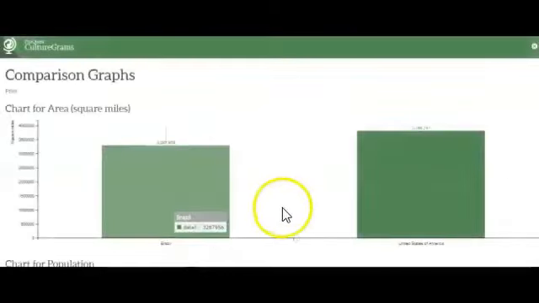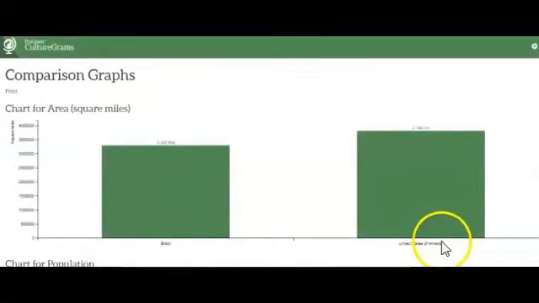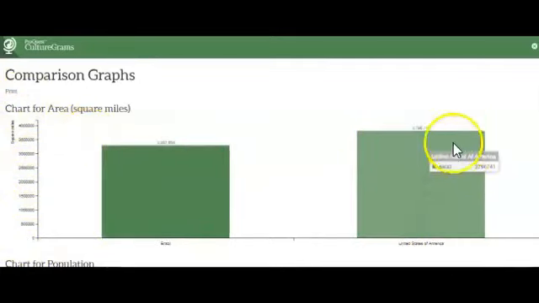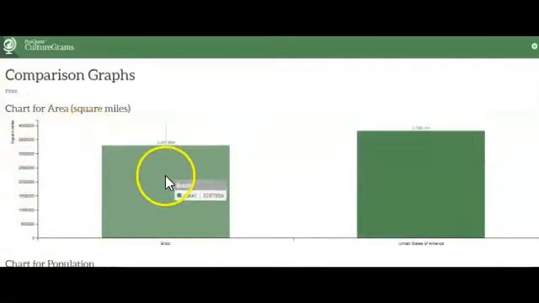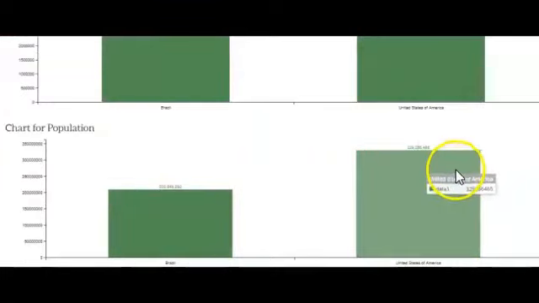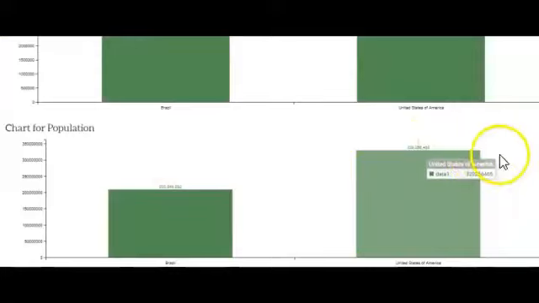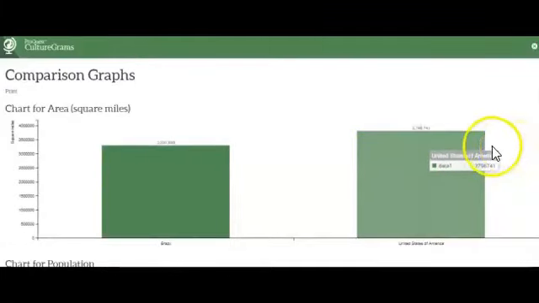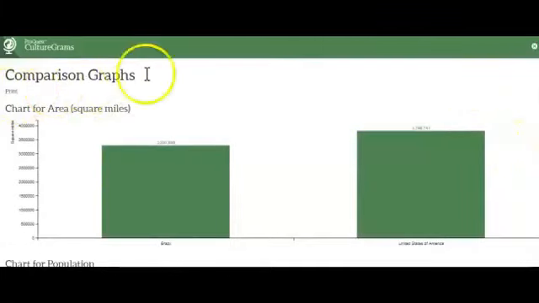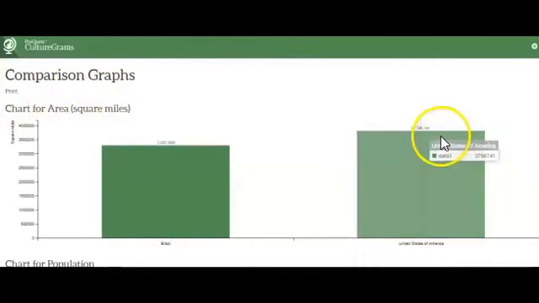And now you can see, here's Brazil, here's the United States. Over here is square miles. And we can see that the United States is bigger than Brazil. And here's population. And we can also see on this that the United States also has more people. So you could print these off, put them in your reports, and have all sorts of information easily visible.